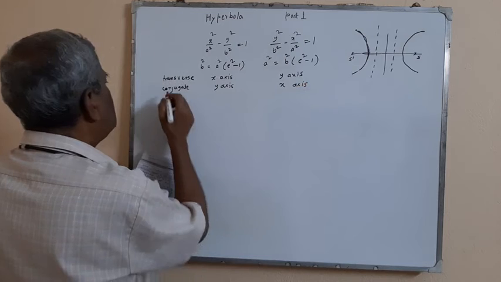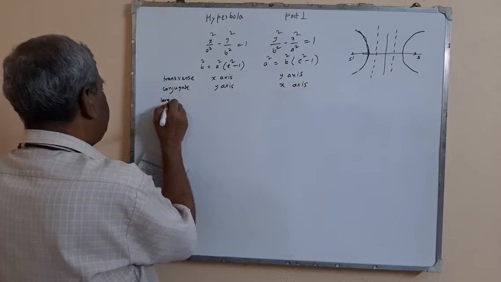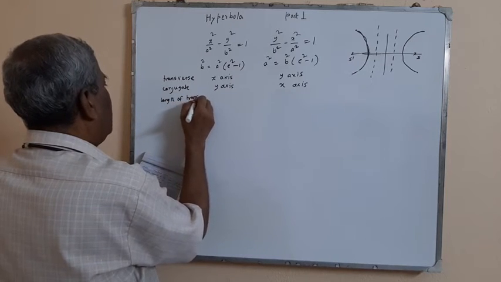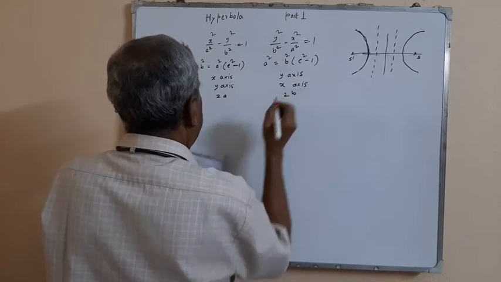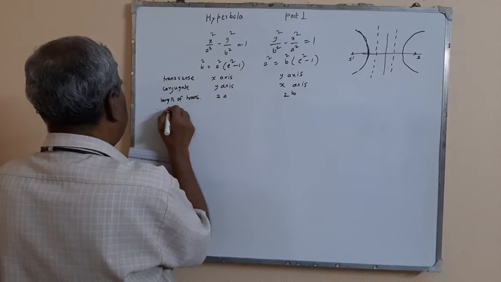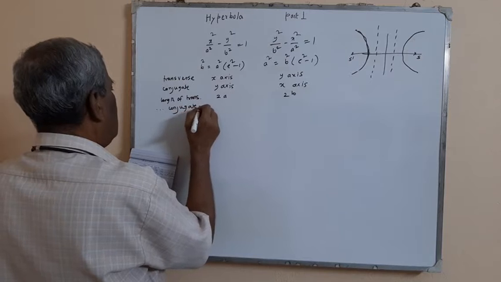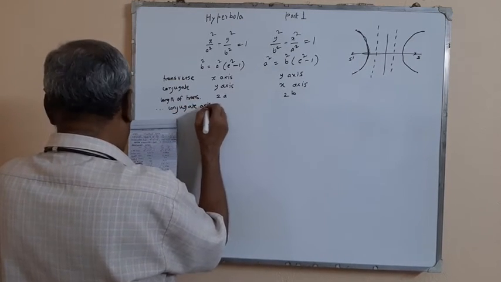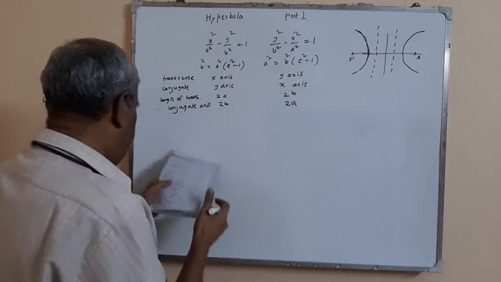Length of transverse axis is 2a and that of this is 2b. Length of conjugate axis is 2b and that is 2a.